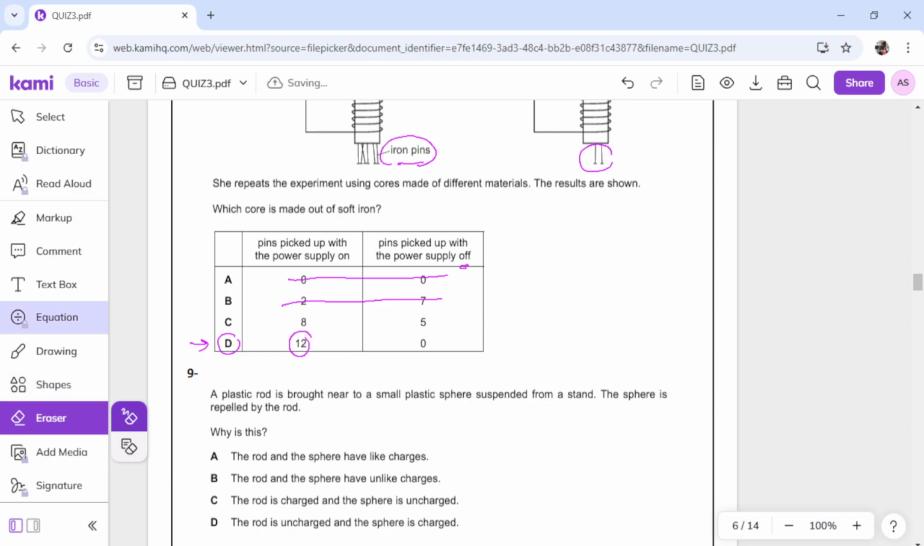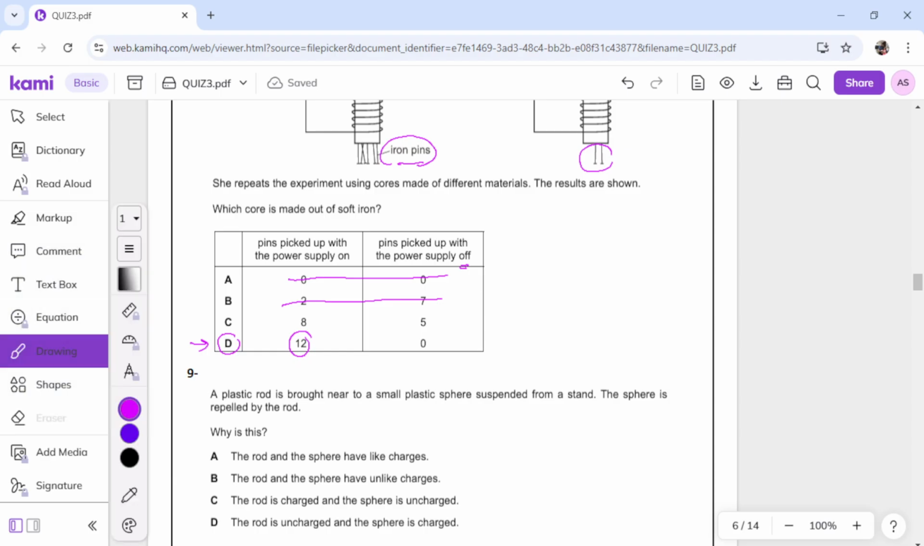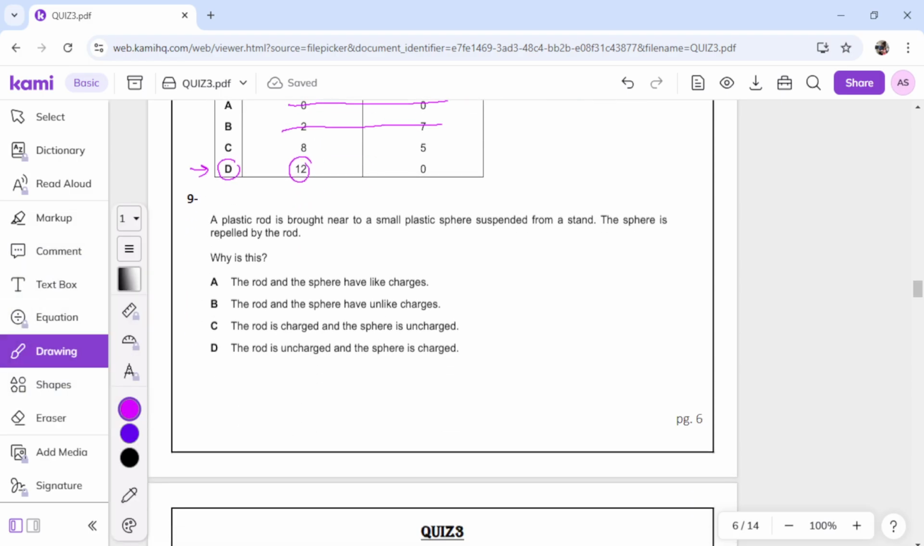Okay. Now let's move to the next. A plastic rod is brought near to a small plastic sphere suspended from a stand. The sphere is repelled. Repelled means like charge. The rod and the sphere have like charge, so this is the correct answer.